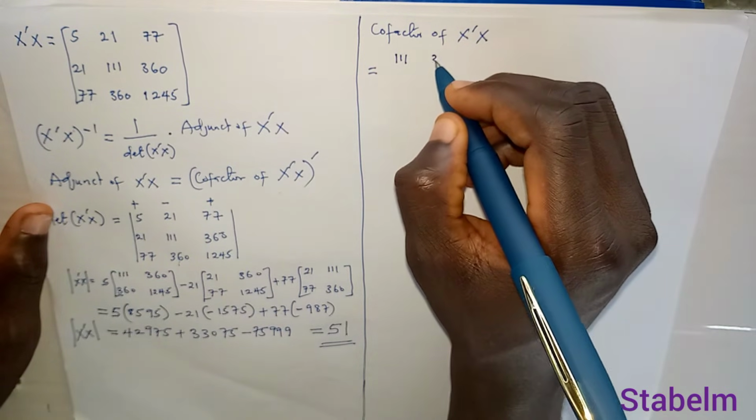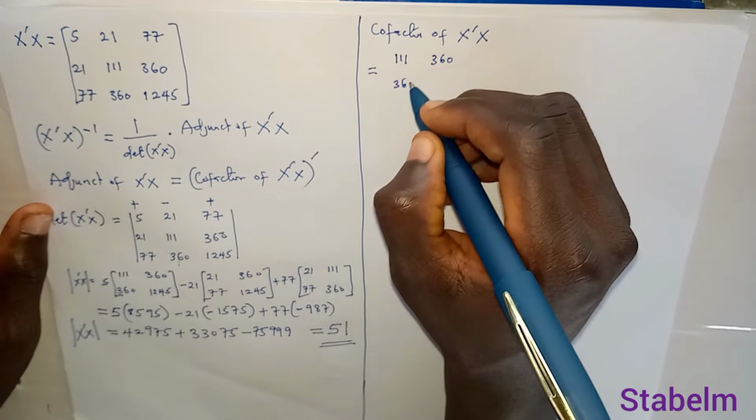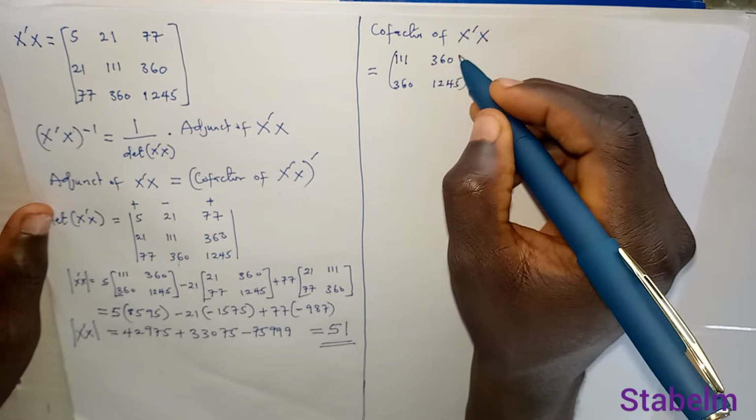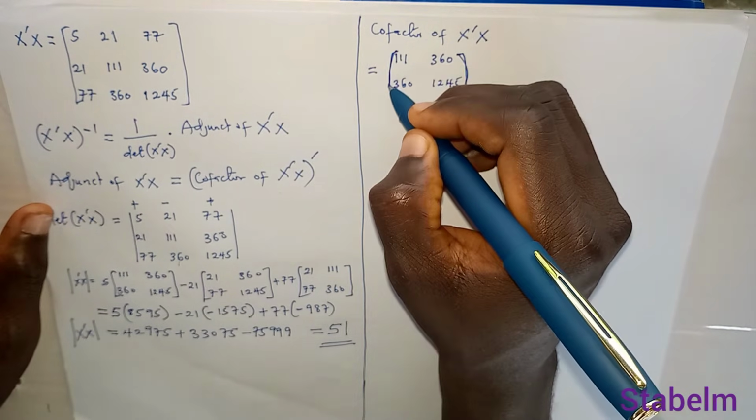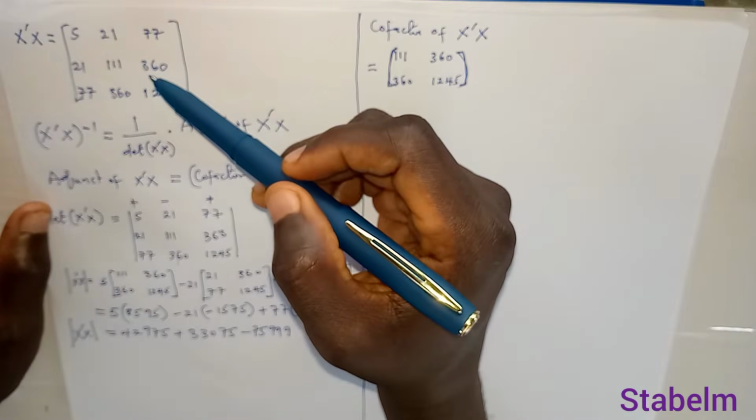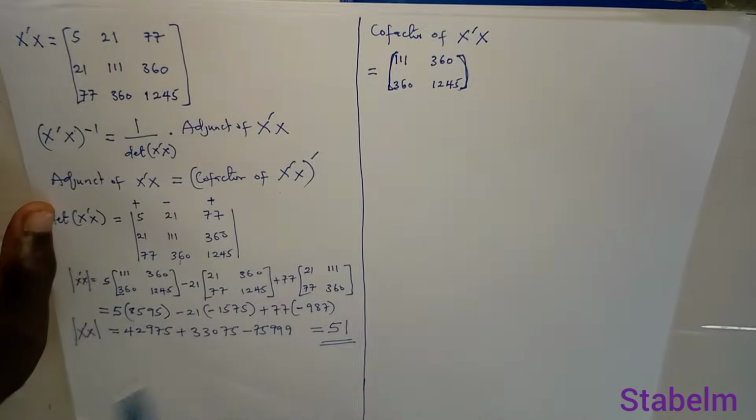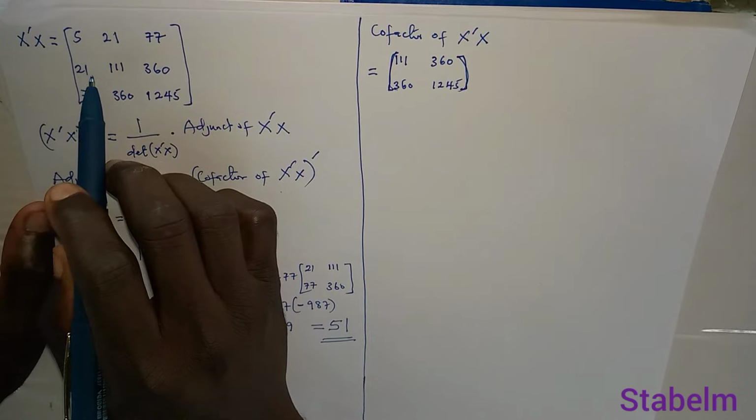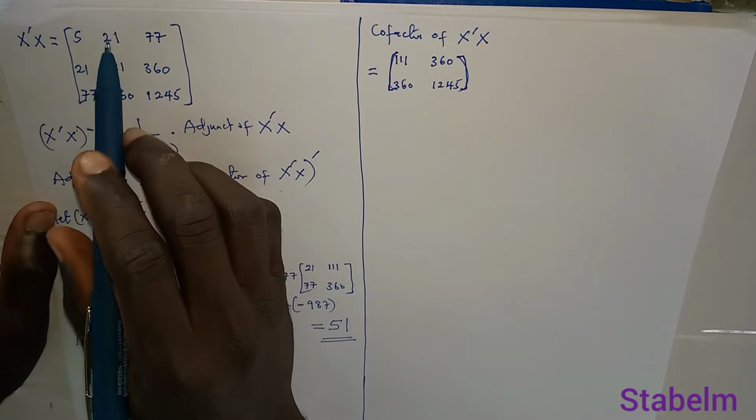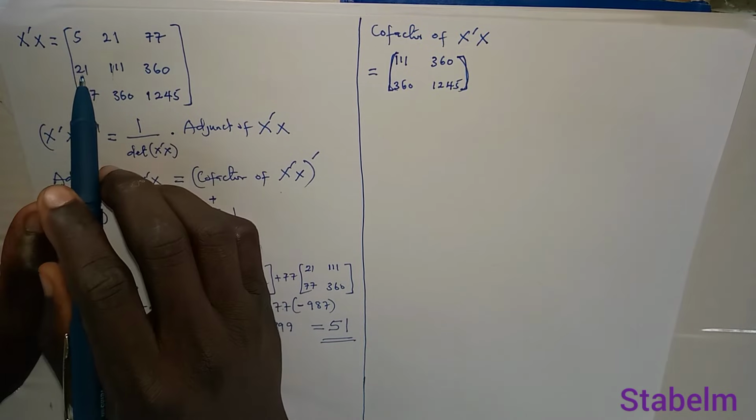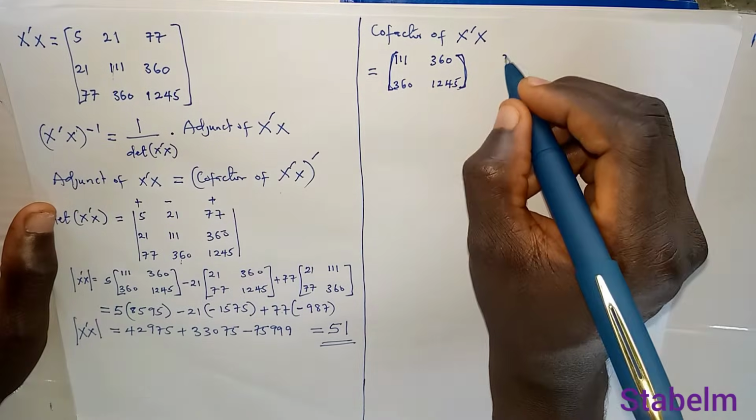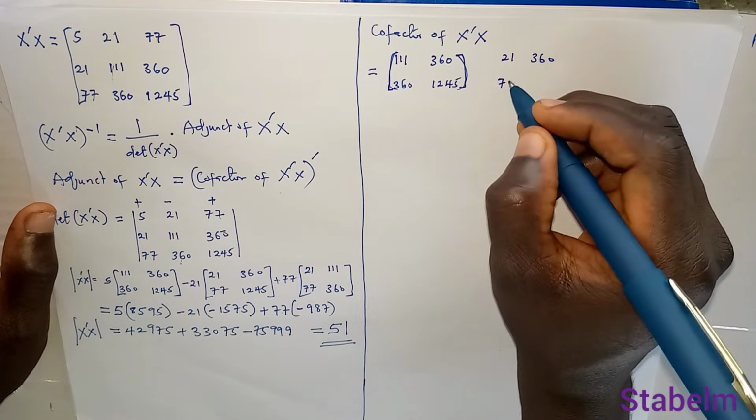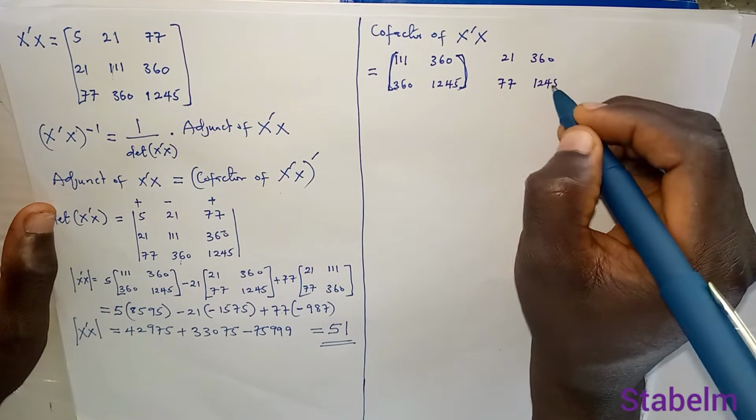So this is equal to 111, 360, 360, 1245. Let me put this in matrix notation here. Now for 21, we are going to have this column and this row gone, so it remains 21. Strike this out, strike this out. So we're having 21, 360, 77, 1245.